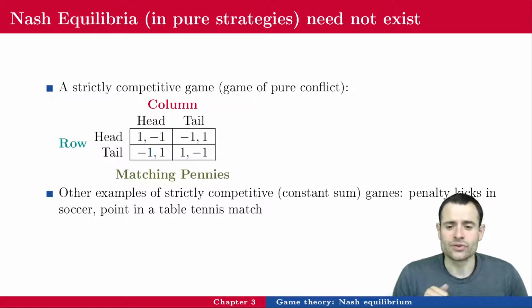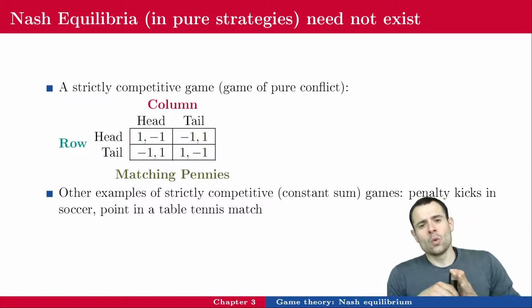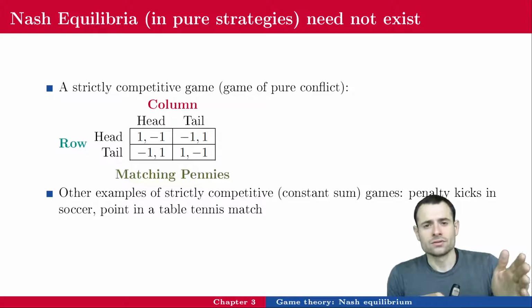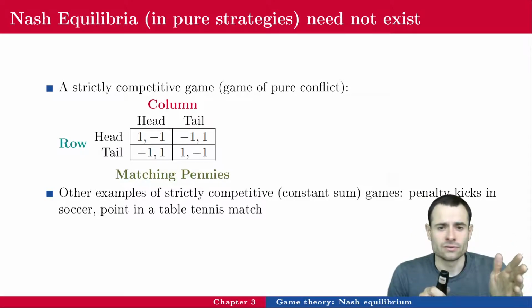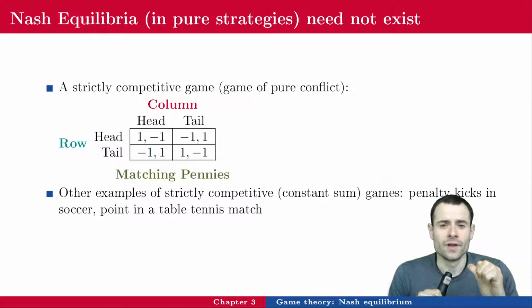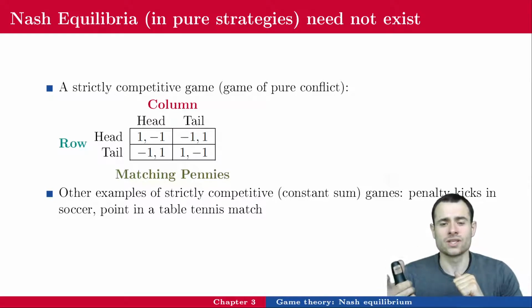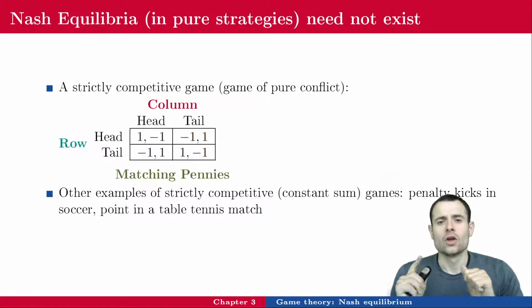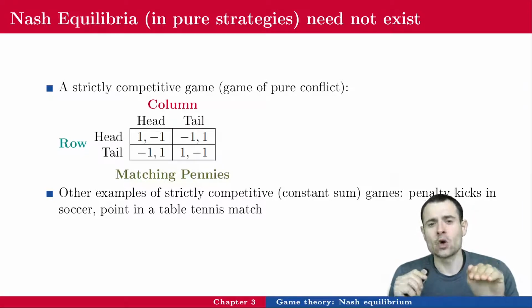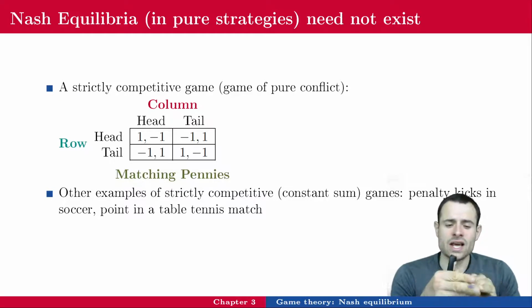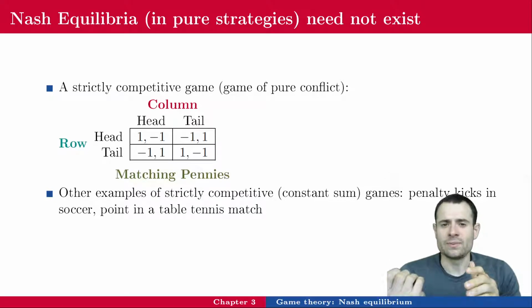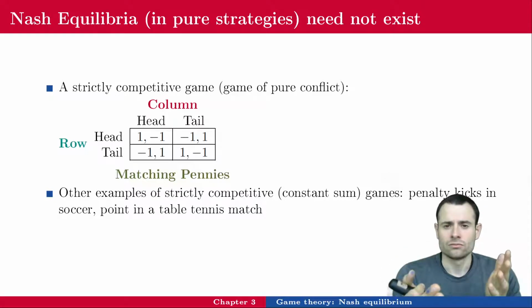And there are other examples of strictly competitive games. I talked about penalty kicks before. If you kick the ball, you want to kick it into the net, where the goalie is not. This is how you win. So if the goalie goes in one direction and you shoot in the other, you win, he loses. If you kick in one direction and the goalie goes in the same direction, he catches the ball, he wins, and you lose.